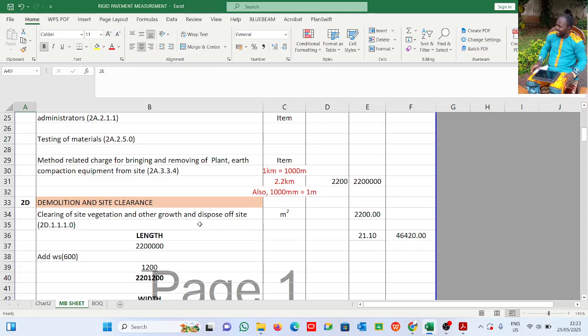All right, so this is basically how you carry out the measurement of a rigid pavement. The difference is just the concrete, reinforcement, formwork, and channels. Every other thing remains the same. You have the subgrade, you have the sub base, you have the base course, but you don't have the binder course, you don't have the surface course.